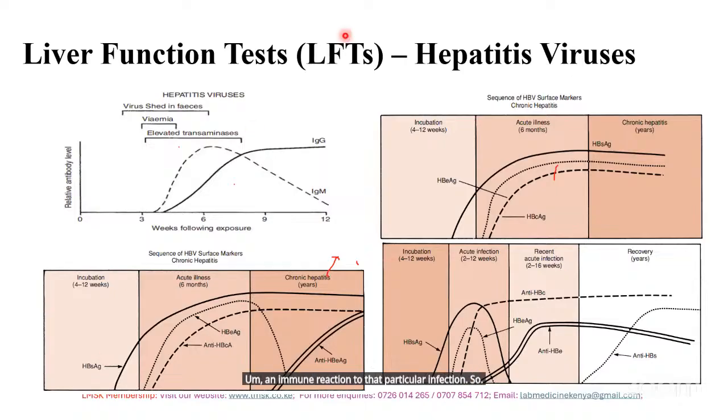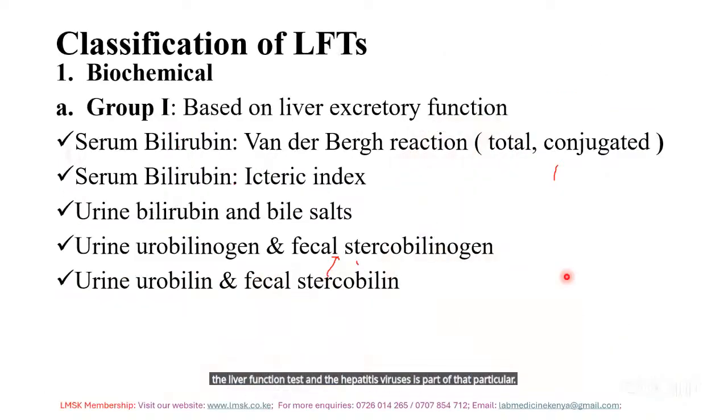So wherever there is an acute infection, we're going to have surface antigens, we're going to have the envelope antigens, we're going to have the core antigens. When there is delay, or maybe this one is a past exposure, we're going to have the surface antigen remaining, and the envelope antigen is going to reduce because there is no active replication of the virus. So these are the things that we need also to keep in mind as we do the liver function test, and the hepatitis viruses is part of that particular panel that we need to understand about it.